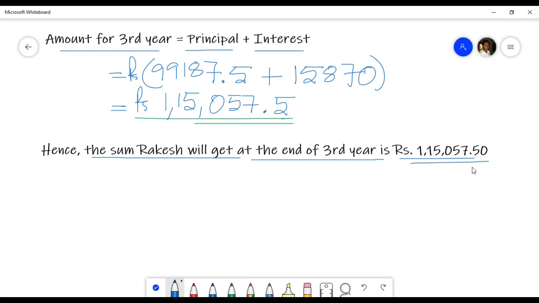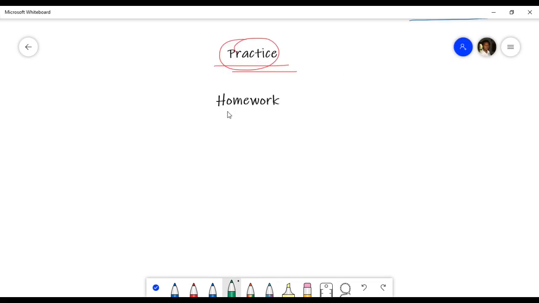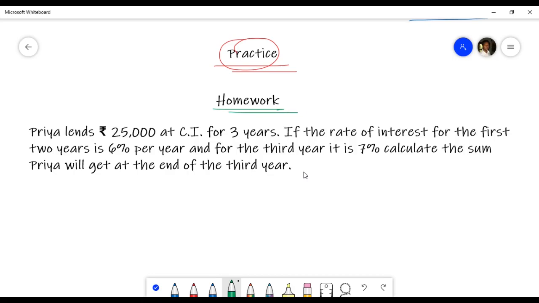Keep on practicing. See the video again and again if you have not understood it. And there is a homework for you. Alright, complete this homework.